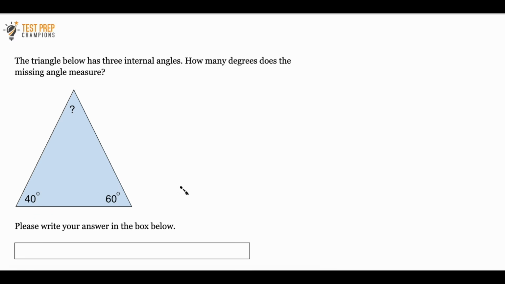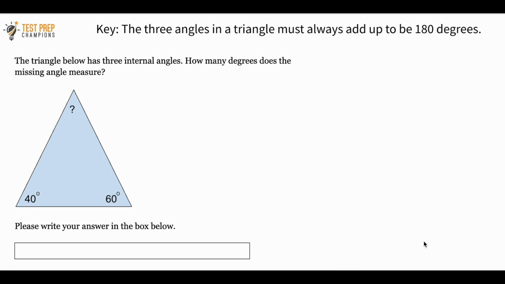And obviously, again, you can't really write your answer in the box, so maybe write it down on a sheet of paper, do it in your head, type it out, whatever works for you. And let me give you a chance now to pause the video, try to figure this out, and whenever you're ready, we'll go over the answer. So the key to getting this question right is to note that the 3 angles in a triangle must always add up to be 180 degrees.